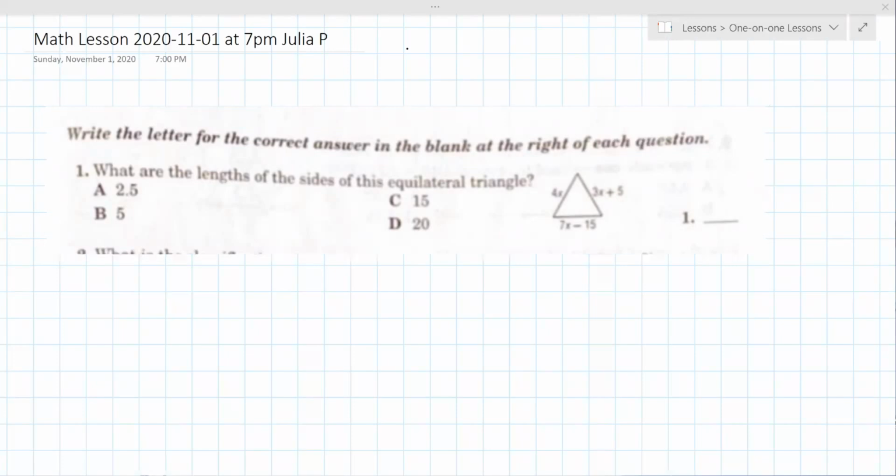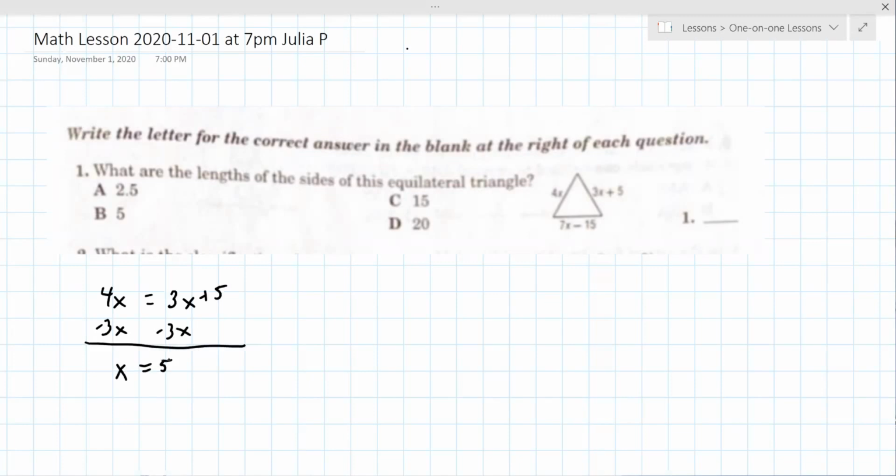Okay, great. So the fact that it's an equilateral triangle means that all the sides are the same. So you just have to set two of the three sides equal. It doesn't really matter which ones. Let's set 4x equal to 3x plus 5. If you subtract 3x from both sides, you end up getting x equals 5.